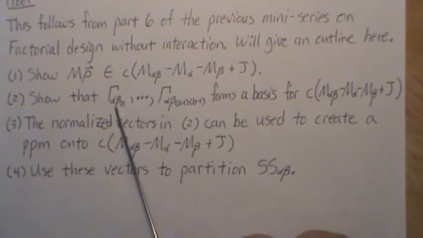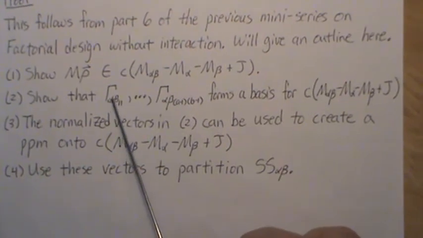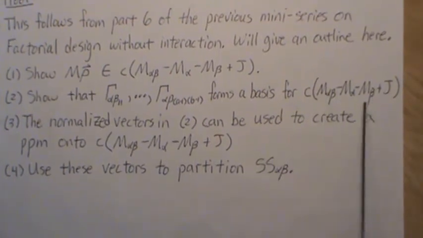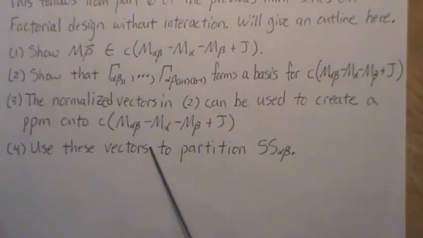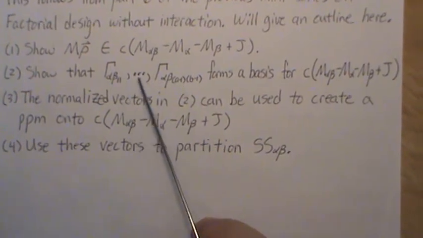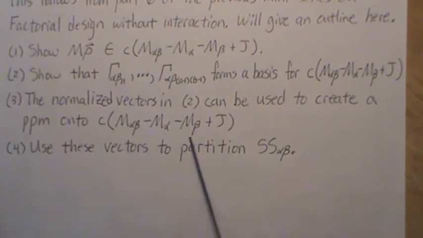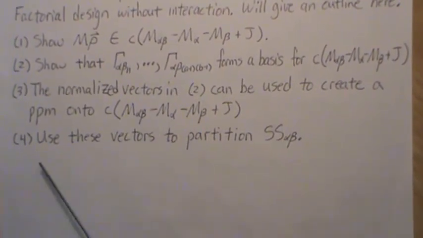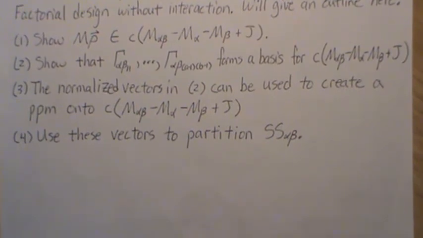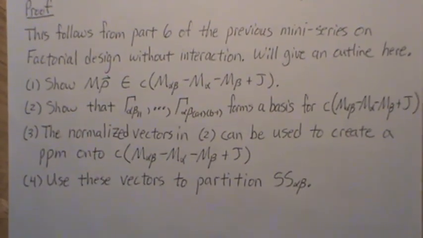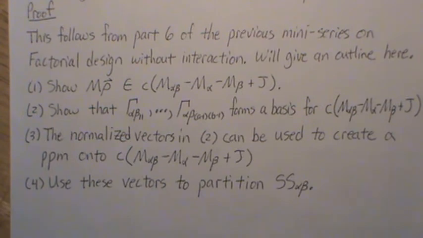Two, we want to show that if we create these orthogonal contrasts, then they form a basis for this column space. The normalized vectors in 2, each of these, can be used to create a perpendicular projection matrix onto this column space. And then we use these vectors to partition the sum of squares associated with alpha beta. And I did that pretty fast, and really, if you haven't watched the previous mini-series, specifically part 6, this may be a little vague, but in the interest of time, I just wanted to keep it that way.